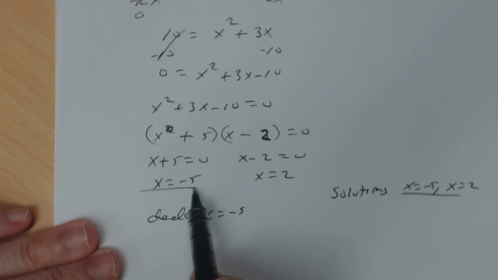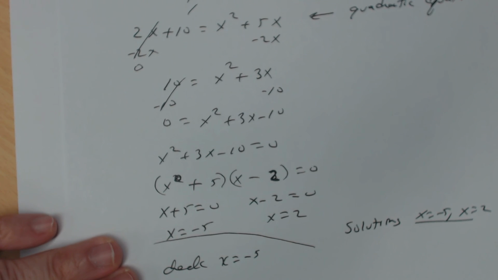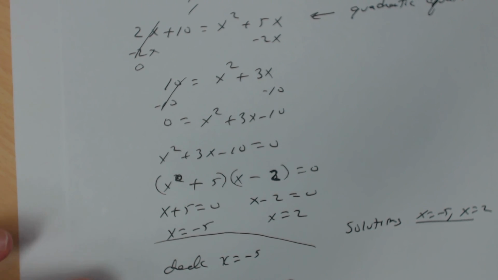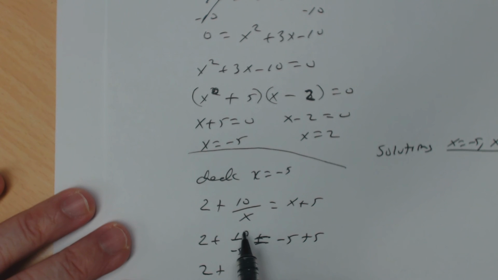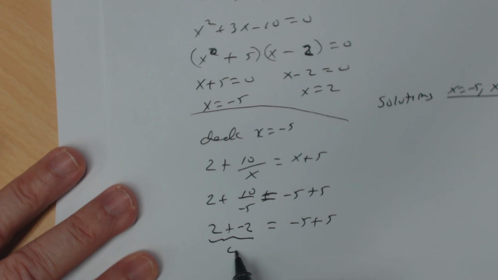Alright, so to check, now remember you're done. Okay, so to check though, it goes back to the original. So here was the original. I'm going to write the original over. 2 plus 10 over x equal x plus 5. And wherever you see the x, you can plug in negative 5. So equal negative 5 plus 5. And you get 2 plus 10 divided by negative 5 is negative 2. Equal, and you will see that's equal to negative 5 plus 5. 2 plus negative 2 is 0. Negative 5 plus 5 is 0, and so 0 equals 0.